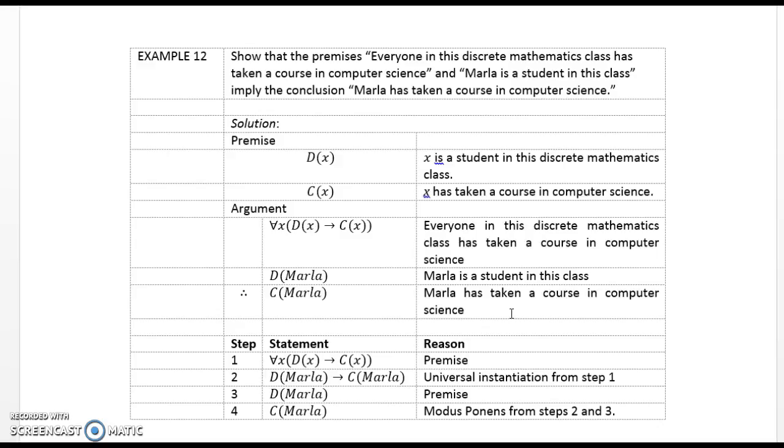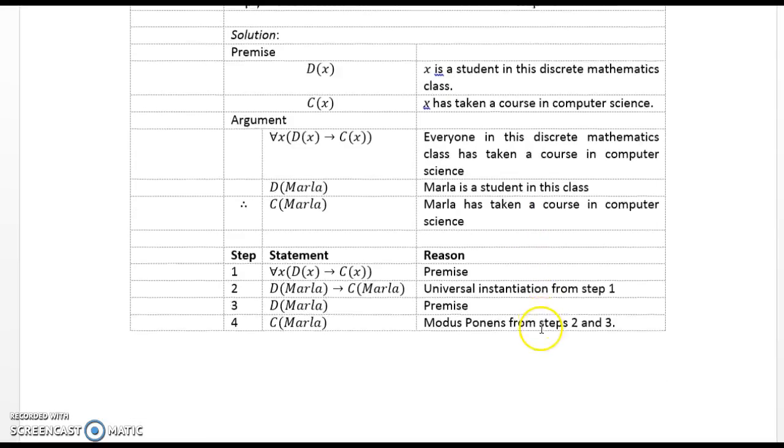Argument. For all x, D of x implies C of x. Everyone in this discrete mathematics class has taken a course in computer science. D of Marla: Marla is a student in the class. C of Marla: Marla has taken a course in computer science.